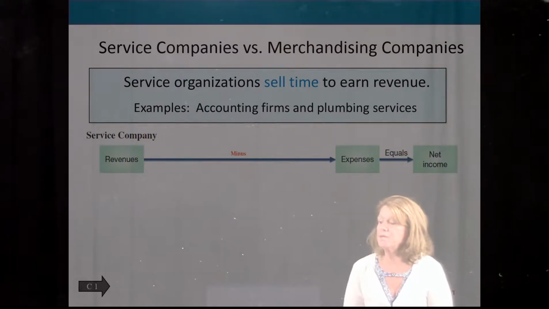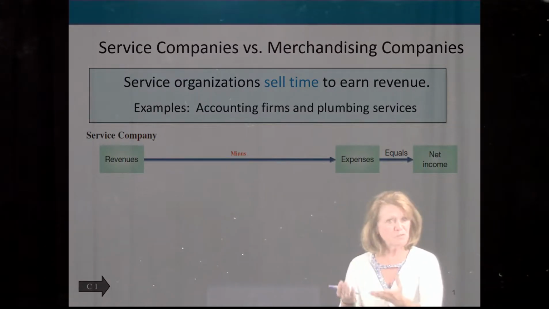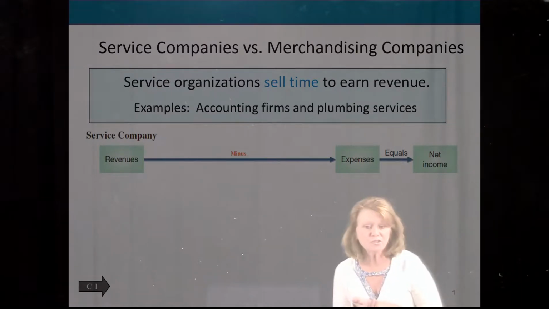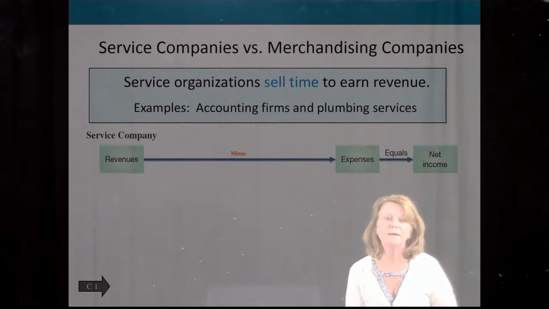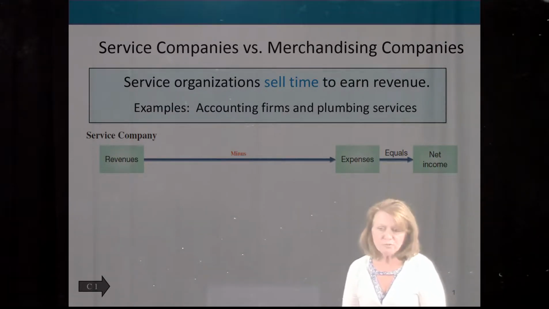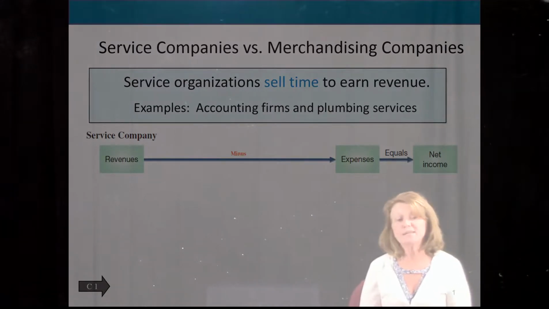But you'll be using those practices you've already learned: debits and credits, preparing financial statements, adjusting and closing entries. So let's get started on chapter 4. It's all about merchandising companies.